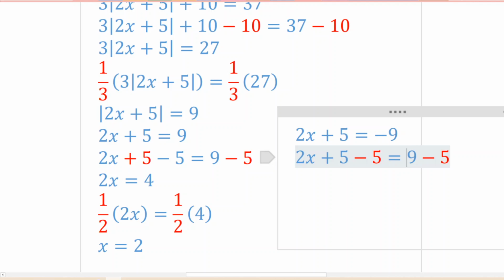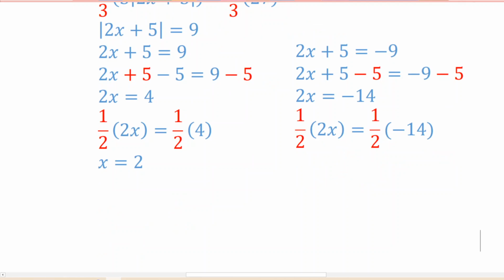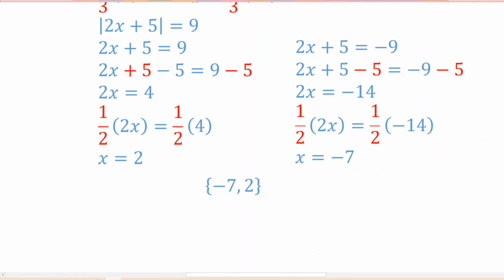The first thing you want to do is subtract 5 from both sides. 2x equals negative 14. Go ahead and divide everything by 2. And that gets us to x equals negative 7. So those are our two solutions, x equals 2 and x equals negative 7. If you want to be fancy again, you can write that in set notation.